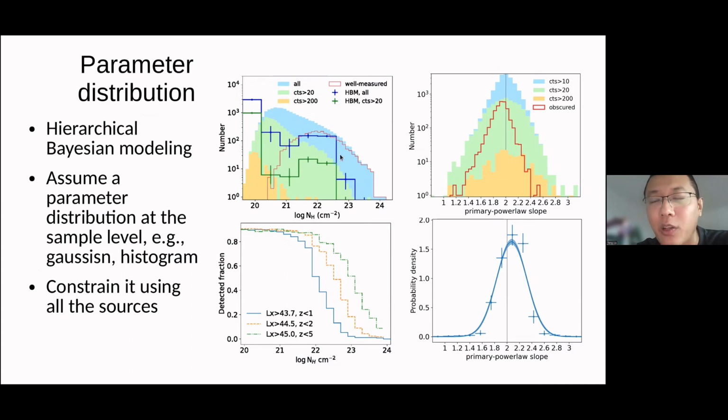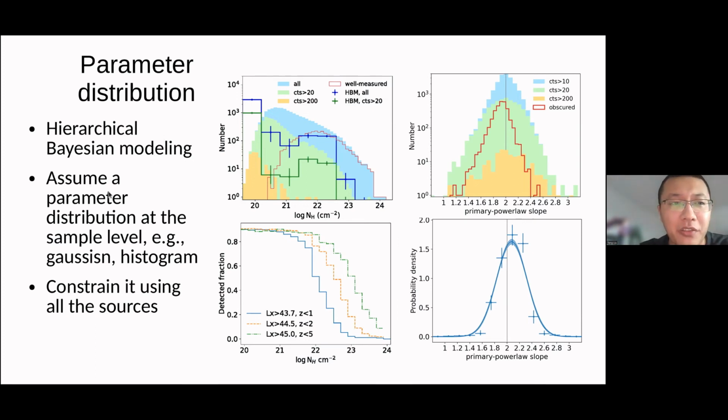These colored histograms show the median distribution. But what I want to point out is that such a distribution is meaningless, because we know that in many of the sources, there's no information gained from the data. What we are obtaining from the posterior is just the prior that we input. Therefore, we need the hierarchical Bayesian modeling method, as introduced by Johannes this morning, to recover the intrinsic distribution.